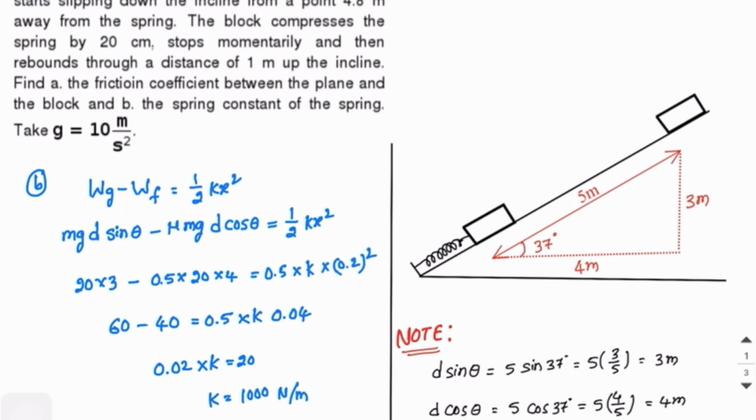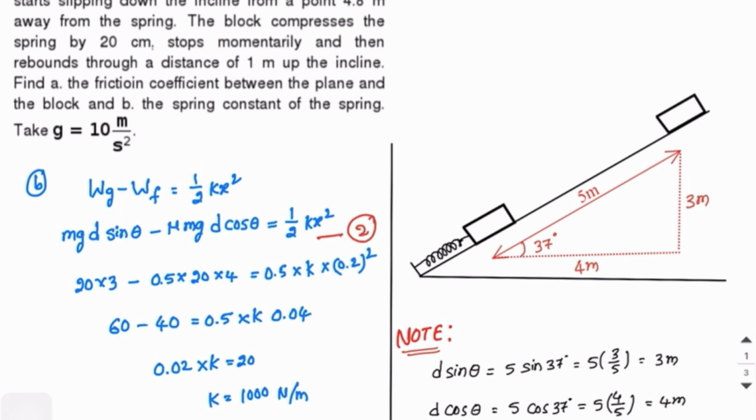This means work done by gravity minus energy dissipated by friction must be equal to the energy stored in the spring, which means work done by gravity minus work done by friction is equal to half k x squared. Here work done by gravity is mg d sin theta, minus work done by friction, mu into mg d cos theta, is equal to half k x squared. In the first part we got the mu value as 0.5, and as we can see in the diagram, d sin theta is 3 meters and d cos theta is 4 meters. And now I'm considering this as equation 2.